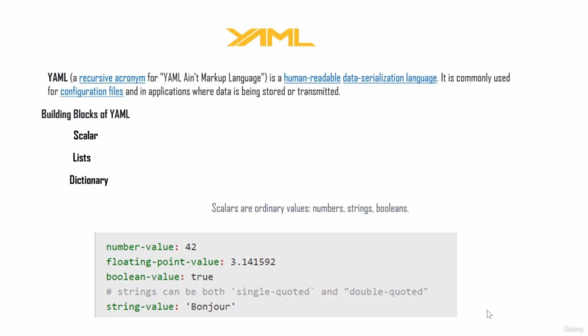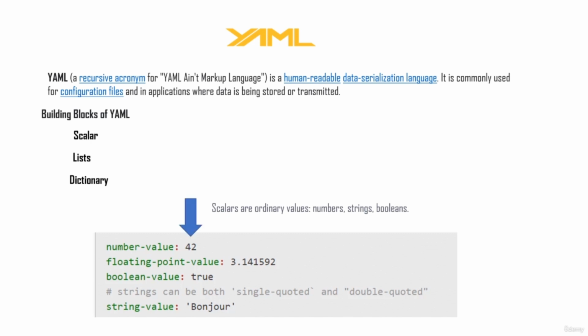Now, YAML consists of three main building blocks. They include scalar, list, and dictionary. So what are scalars? Scalars are basically just ordinary key value pairs. And the values for these key value pairs can be either a number, a string, or a boolean. Here are a few examples of scalars and how they look.